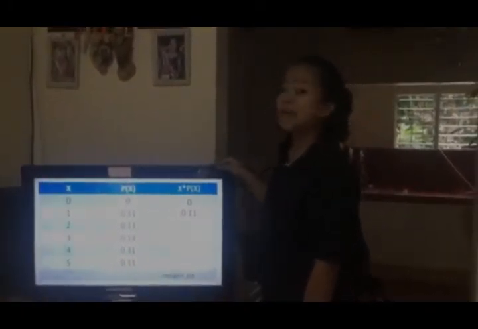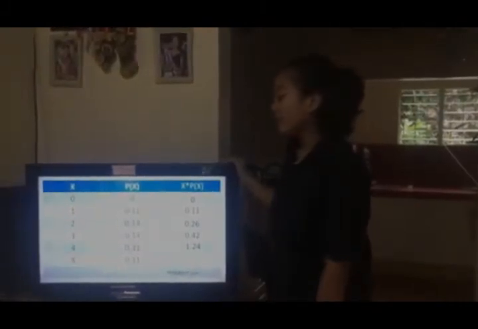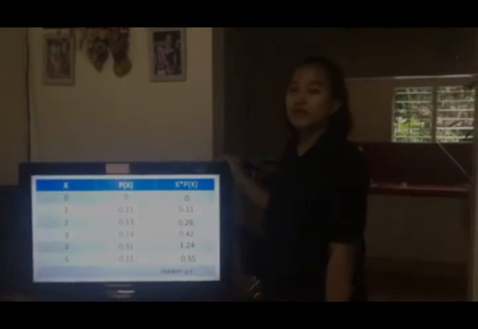Now 0 multiplied by 0 is equal to 0. 1 multiplied by 0.11 is equal to 0.11. 2 multiplied by 0.13 is equal to 0.26. 3 multiplied by 0.14 is equal to 0.42. 4 multiplied by 0.31 is equal to 1.24. Lastly, 5 multiplied by 0.11 is equal to 0.55.